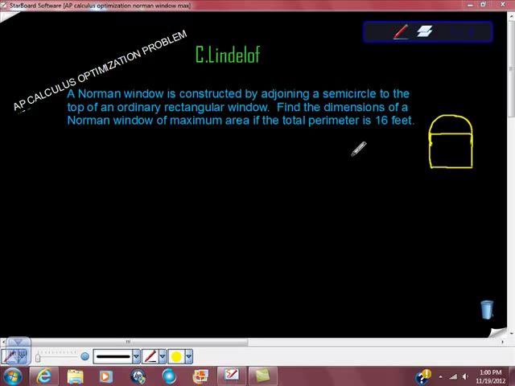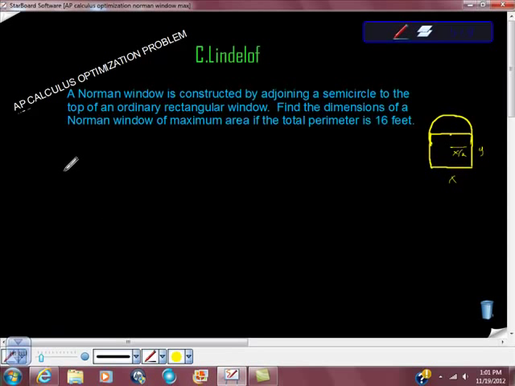So the way I started to do that was this. I started to just set this up. This would be x. This would be y. And this distance here for this circle, just to give you an idea, would be x halves. So that's kind of where I'm starting from.